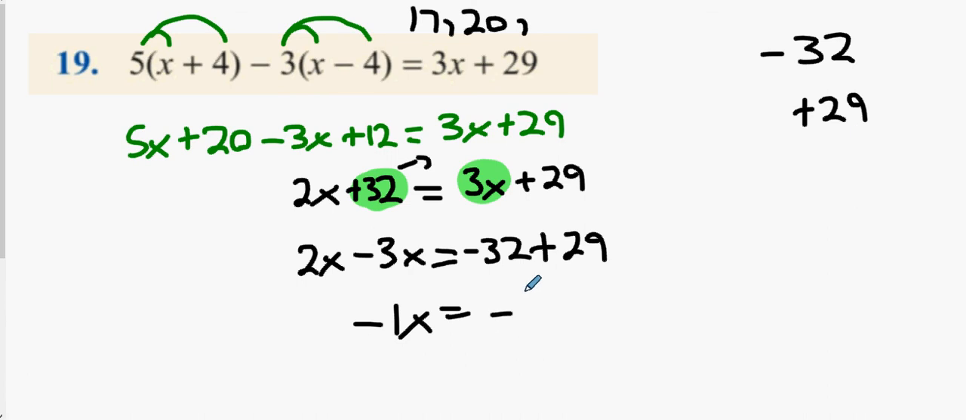Exactly. What happens to the minus 1 in front of the x? It goes over to the right. And what happens when it moves to the right? It becomes divide. And what's minus 3 divided by minus 1? Minus 3. So when it comes to multiplication and division, 2 minuses makes a plus. So 3. Right, 17, 20, and 19.